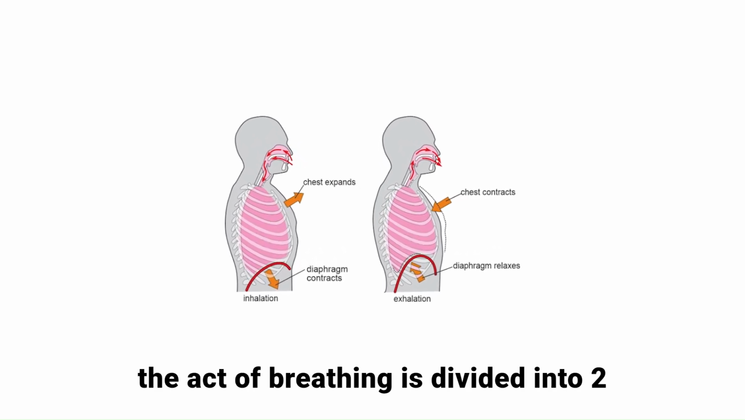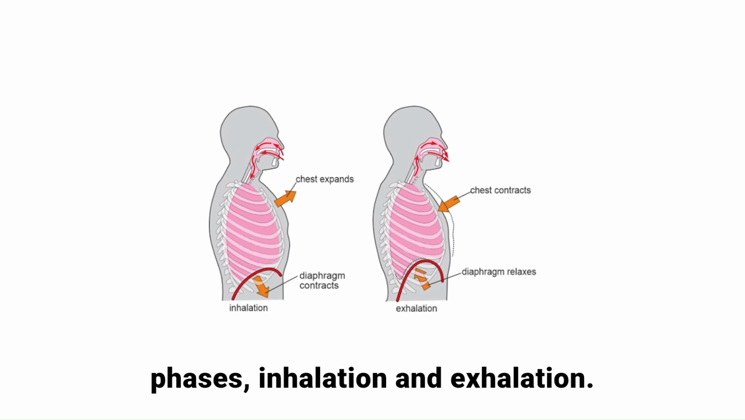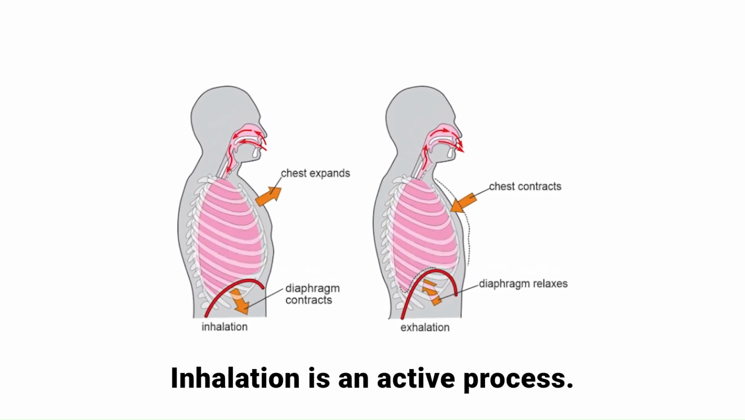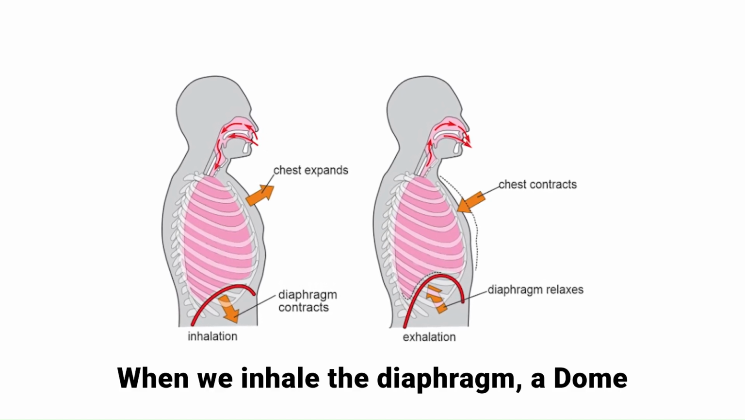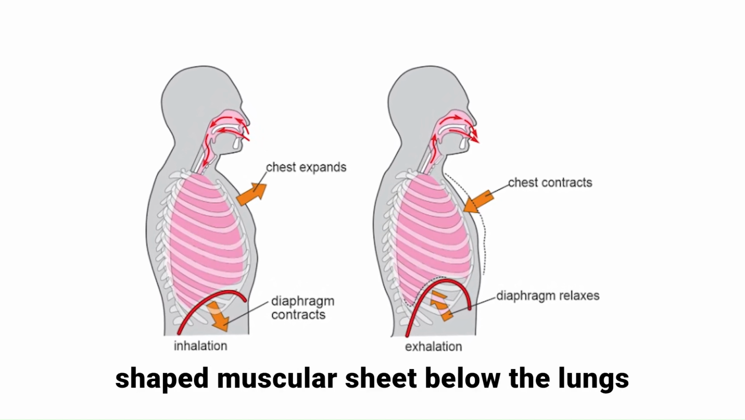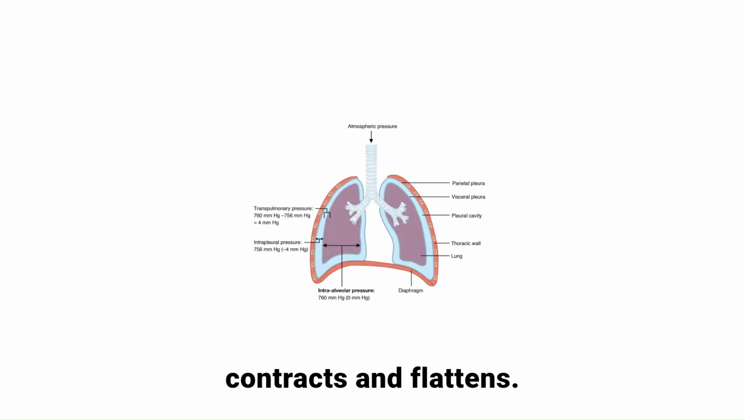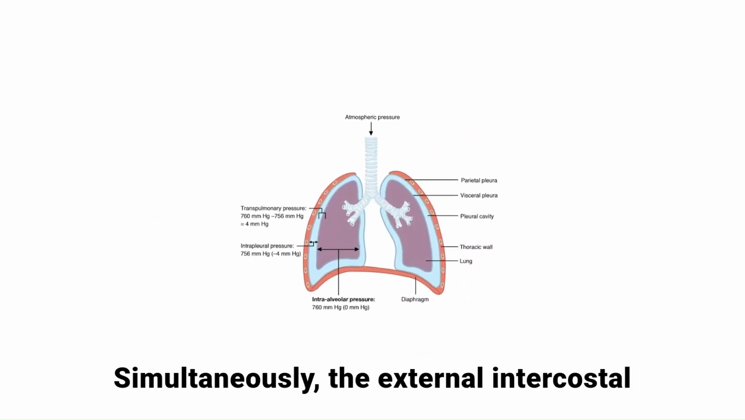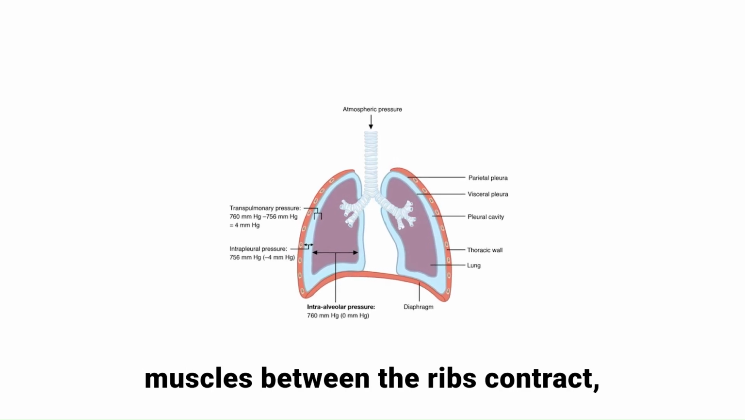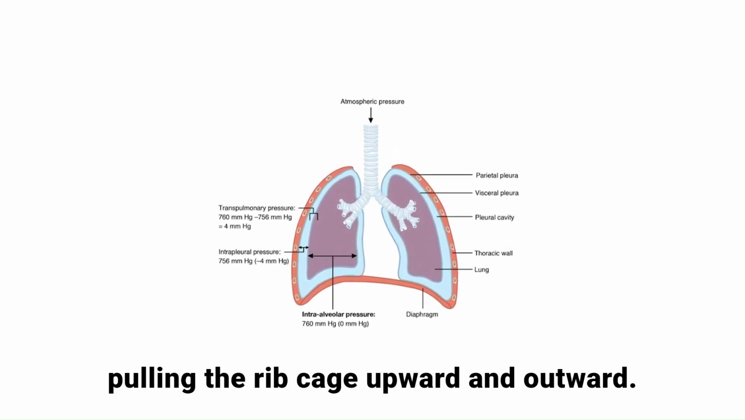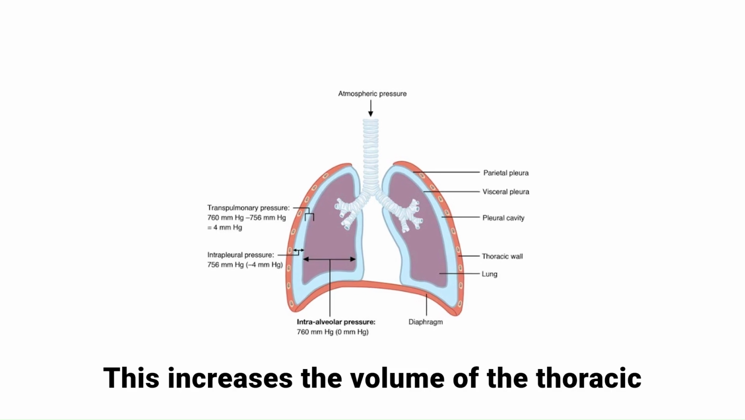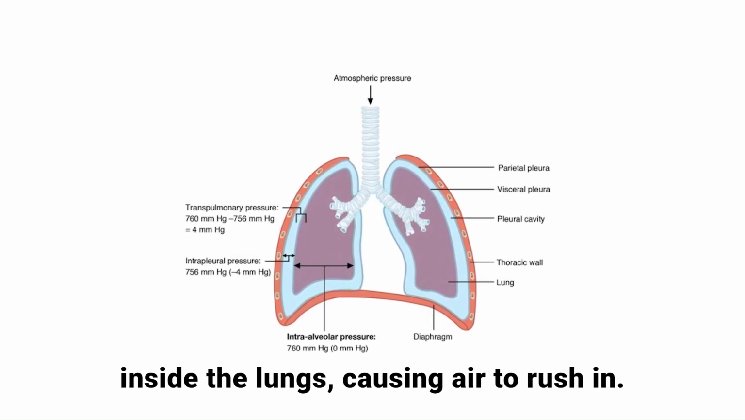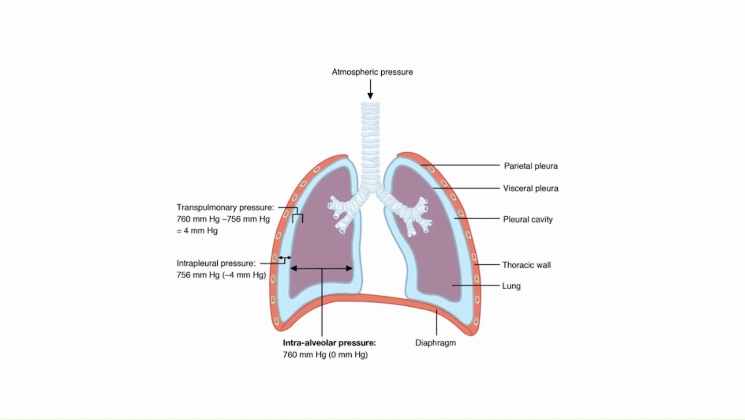Now, the act of breathing is divided into two phases, inhalation and exhalation. Inhalation is an active process. When we inhale, the diaphragm, a dome-shaped muscular sheet below the lungs, contracts and flattens. Simultaneously, the external intercostal muscles between the ribs contract, pulling the rib cage upward and outward. This increases the volume of the thoracic cavity, creating a negative pressure inside the lungs, causing air to rush in.